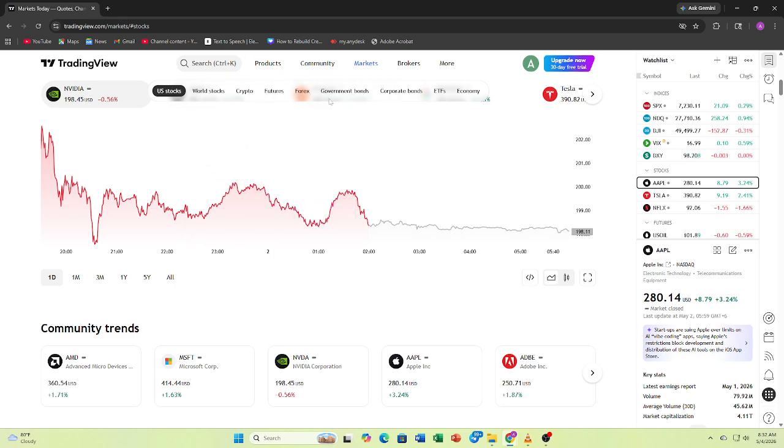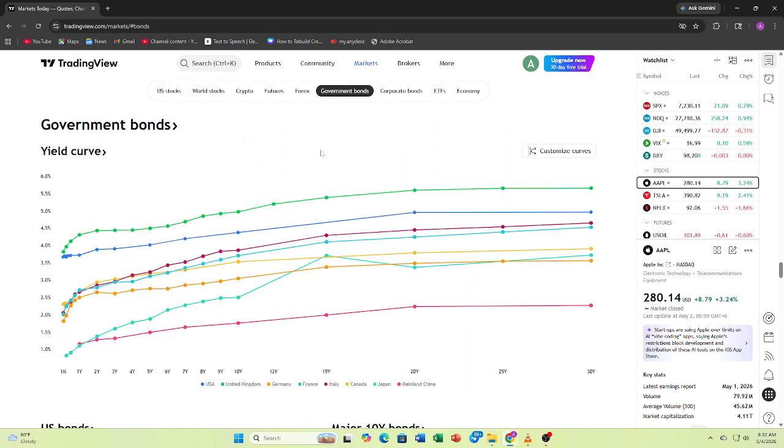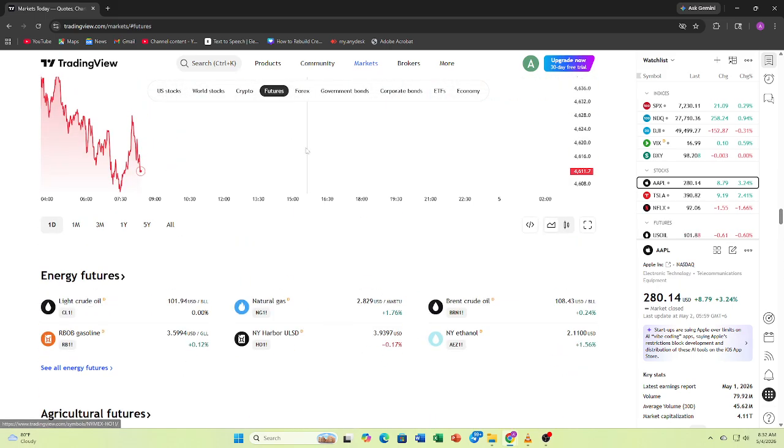Alright, so here's what you're seeing. The MACD has three parts: the MACD line, the signal line, and the histogram. The histogram shows the distance between the two lines.